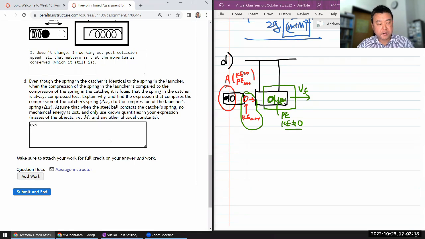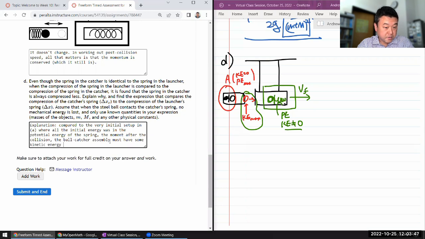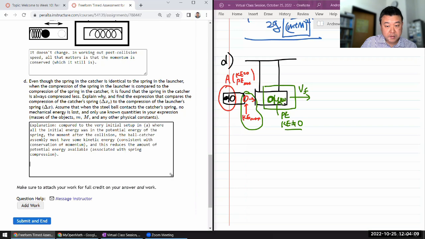So let me put the explanation. Compared to the very initial setup in A, where all the initial energy was in the potential energy of the spring, the moment after the collision, the ball-catcher assembly must have some kinetic energy consistent with the conservation of momentum, and this reduces the amount of potential energy available associated with the spring compression. So that's the explanation, and let me work it out.